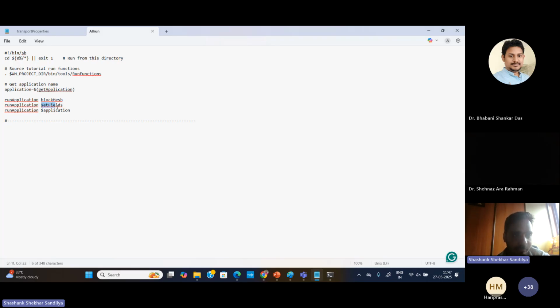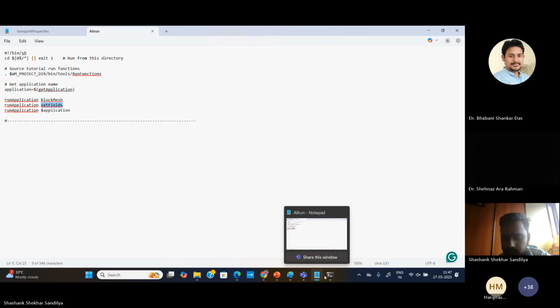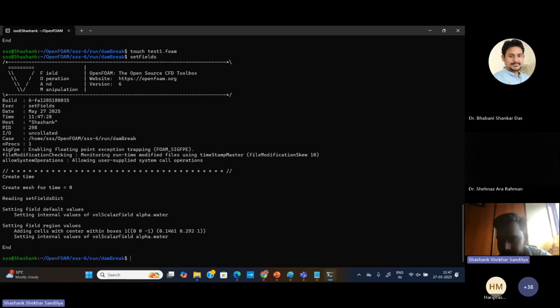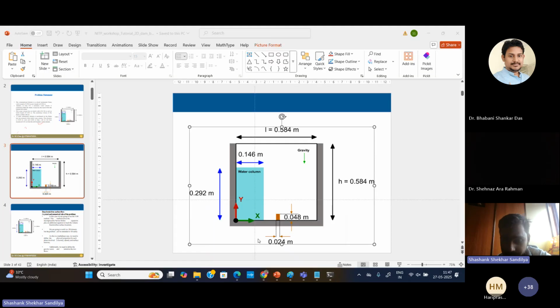Then the second application is to run setFields. So again, I come to my Ubuntu terminal and right click to paste. It will run setFields. setFields is basically the water column we have selected initially before the breaking of the dam. So this is the box in which water is present before the break at t equal to 0, which is our initial condition. setFields allows us to define the initial condition of the water column in this range, which is exactly the same as this dimension. The height is 0.292 and the width is 0.146.